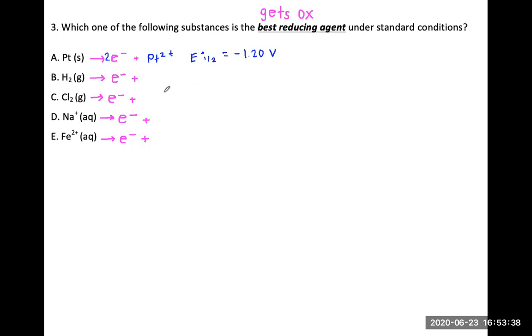And so then we can think about H2 as losing some electrons. It's going to be 2 electrons. Since we make H+ ions, we'll make 2 of them. And that's going to have a standard potential of 0 volts. This is our SHE, our standard hydrogen electrode. It's our reference point, so we call this 0.